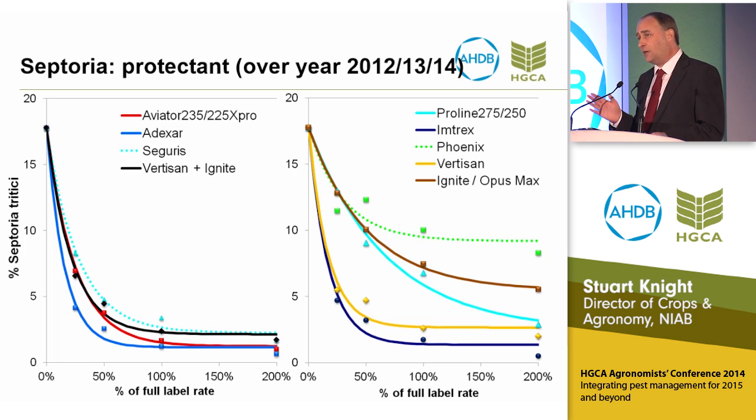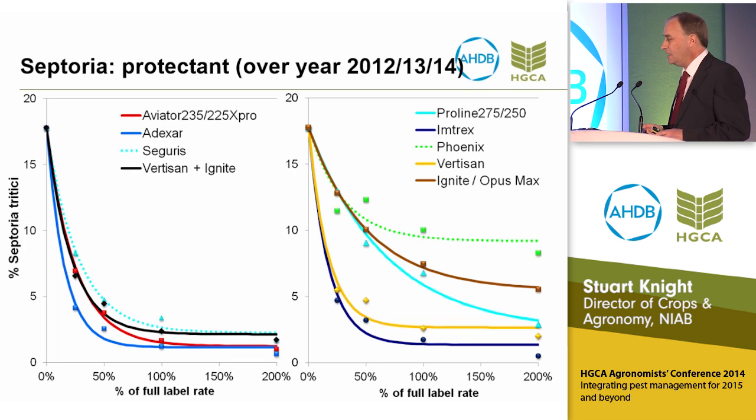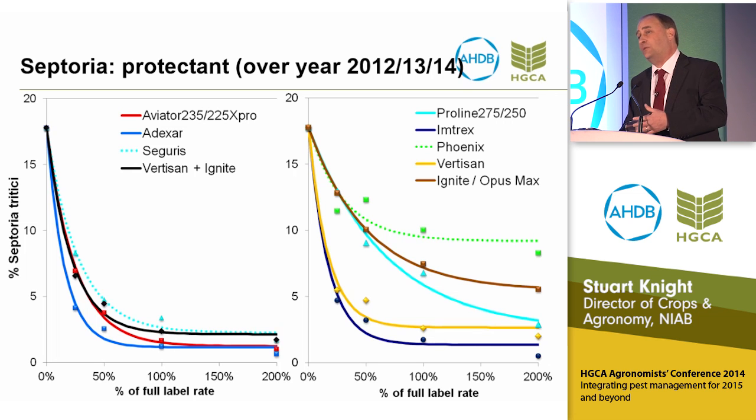Okay, so now looking at the over-year data. We have all the trials over the last 3 years put together on this particular set of data. So again, if you look at our over-year performance of Ignite Opus Max against the Proline, you can see they're much closer in over-year performance, and that's because in 2012 and 2013 they were more similar.